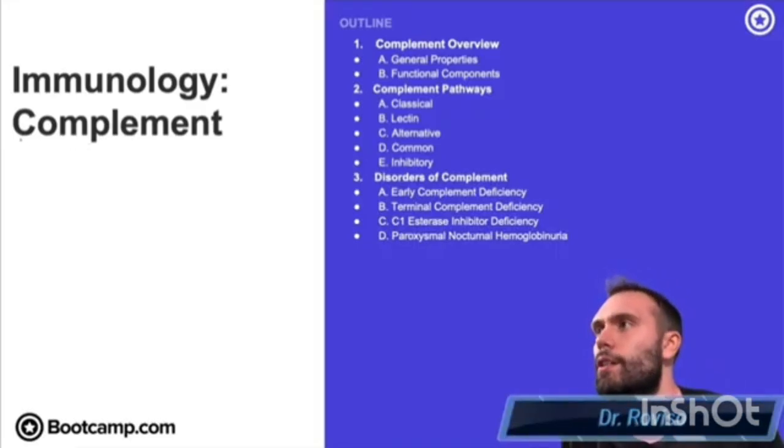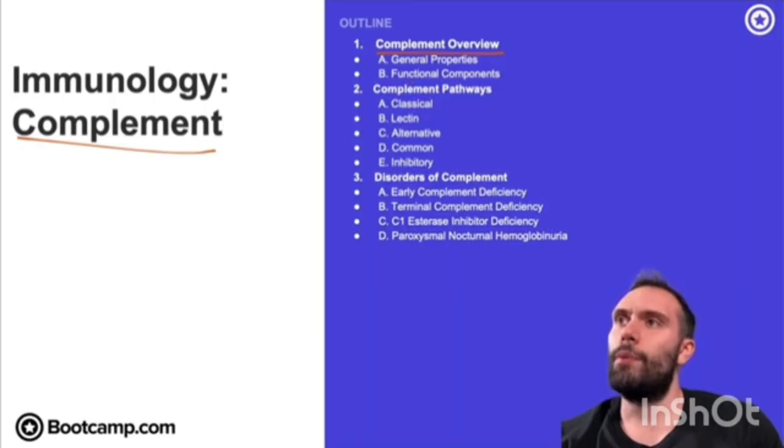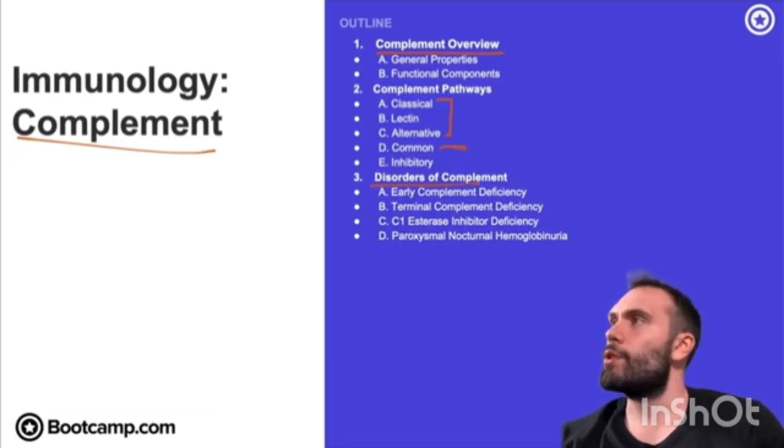Viso here. In this video, we're going to talk about complement, and we'll talk a little bit about the general properties of complement, some of the functional components to be aware of. Some of them we've kind of already touched on in the previous videos, and then we'll go through the 3 major pathways, all leading into the common pathway, and then we'll talk a little bit about some of the inhibitors, which makes a really nice transition into some of the disorders of complement, which we'll also touch on.